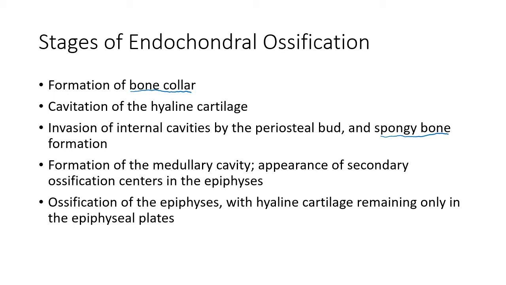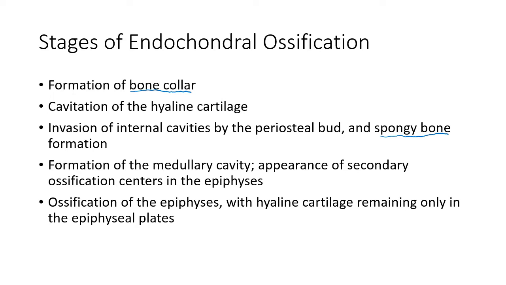The primary ossification center begins at the center of the bone itself, and this is going to be where the diaphysis of the bone eventually is. The epiphyses of the bone will eventually start to ossify as well, and they're going to become what we call our secondary ossification centers. Those are going to be at the ends of the bones themselves.